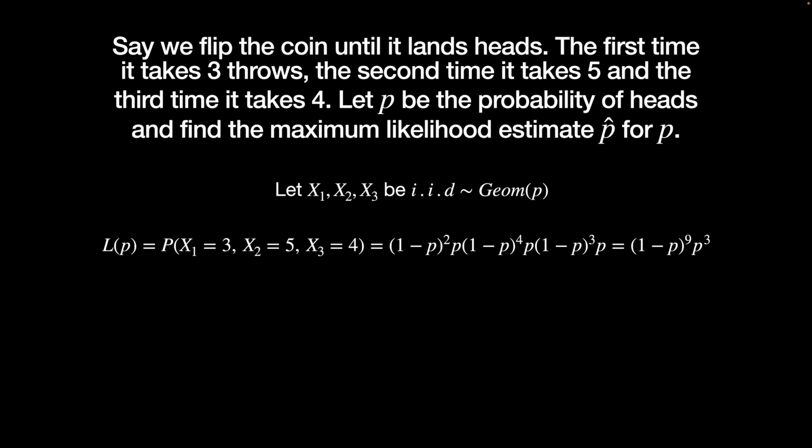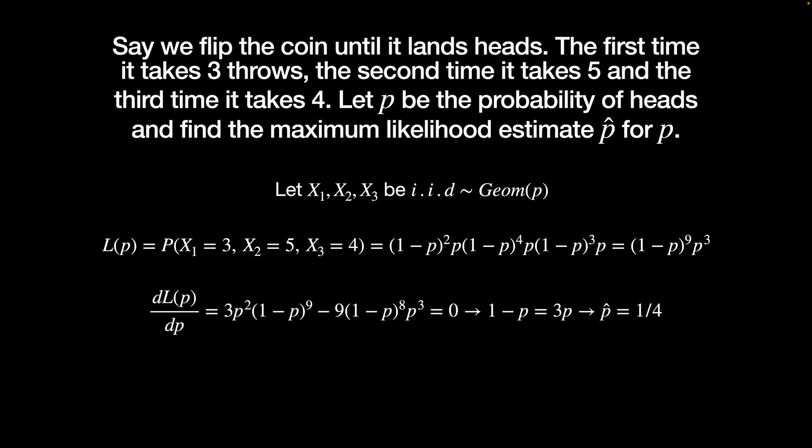And then our second equality in the middle just comes from what the geometric distribution is. So our (1-p)^2, (1-p)^4 and (1-p)^3 are the number of failures before our success, which in this case happens at toss 3, 5, and 4. Now, on the most right-hand side, all I'm doing is combining our terms. And then it's just about finding the maximum of our likelihood function.